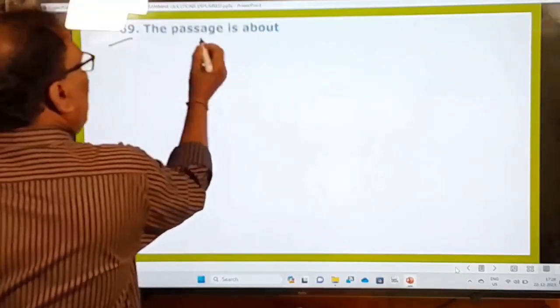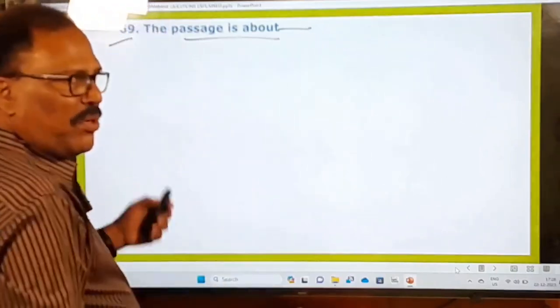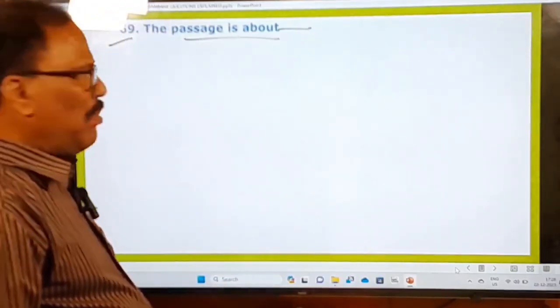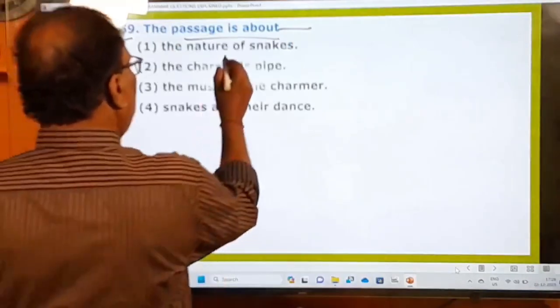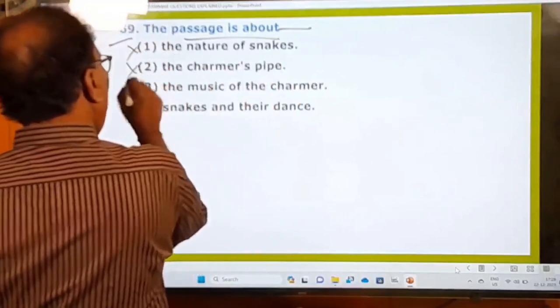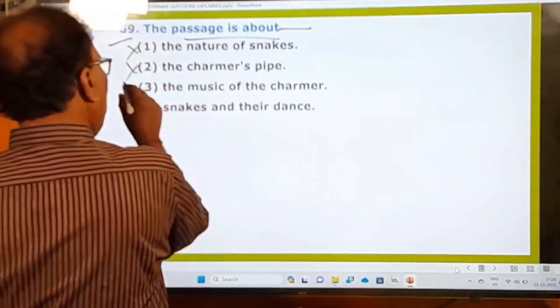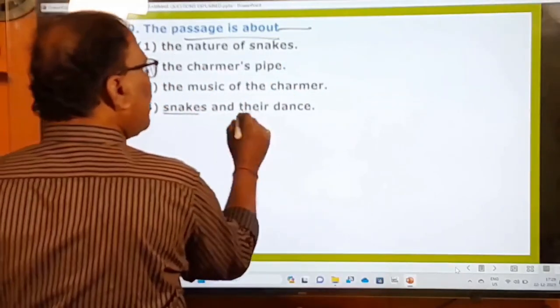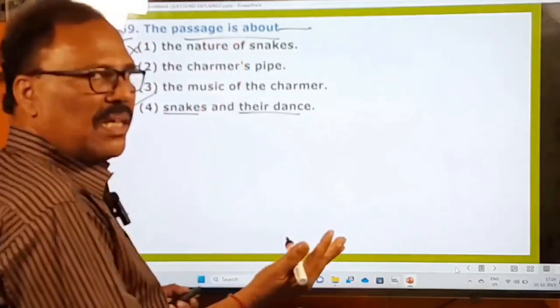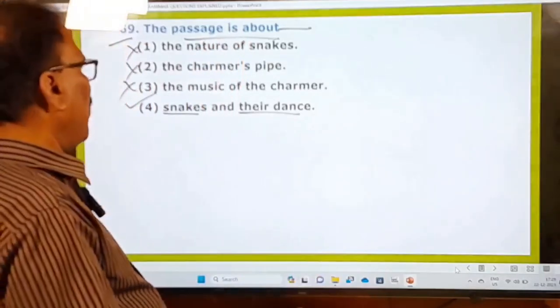69th question is there. The passage is about, the previous passage I have read for you is all about what? The nature of snakes? No. The charmer's pipe? No. The music of the charmer? No. Snakes and their dance. This is about that passage. Snakes and their dance.